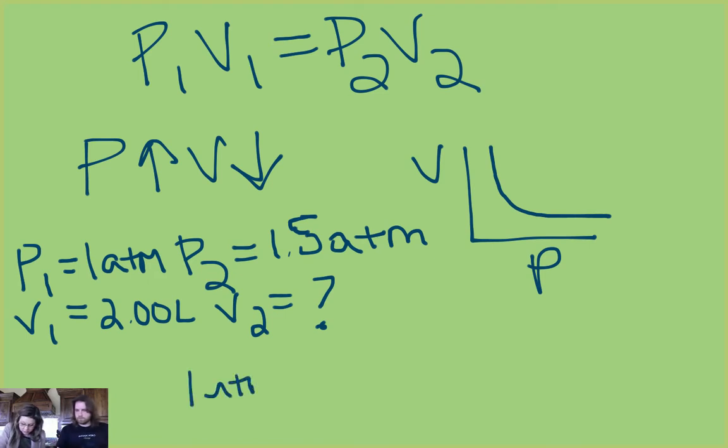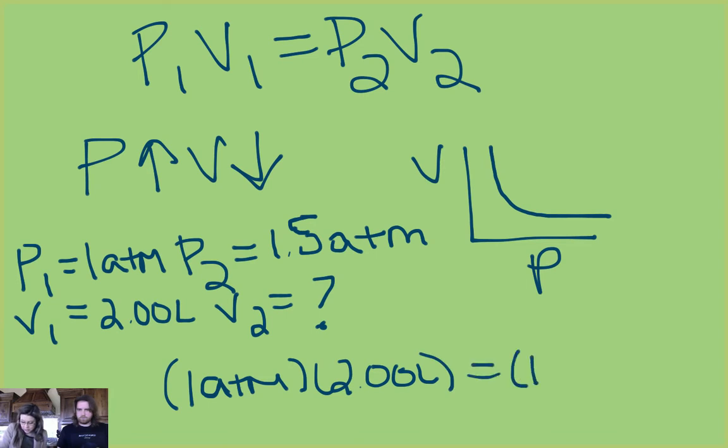So I have 1 atmosphere times 2 liters equals. Well, what do you think is going to happen before we even do the math? Just like we said, pressure goes up, volume is going to decrease. So I think V2 will be less. And we're lucky because both pressures are in the same units. We need to make sure pressure and volume are all in the same units.